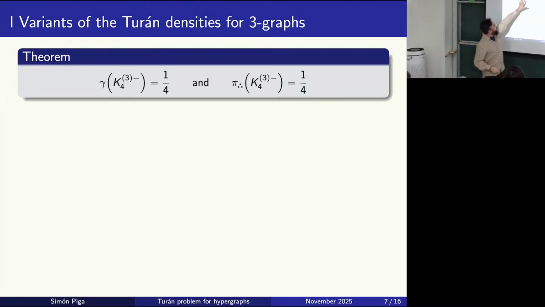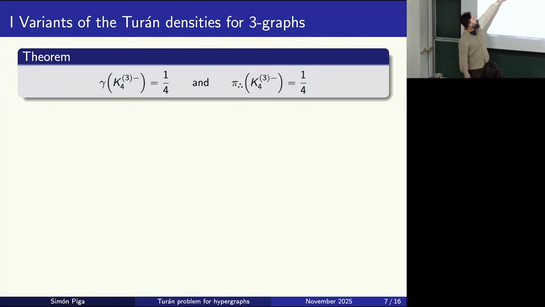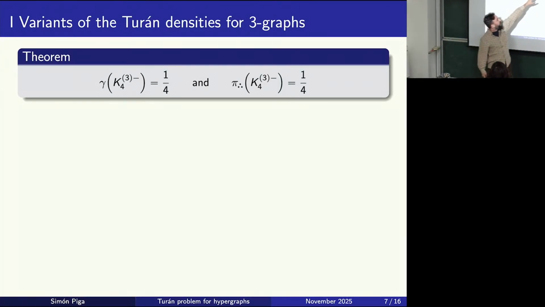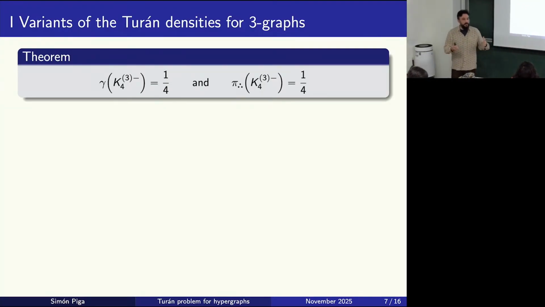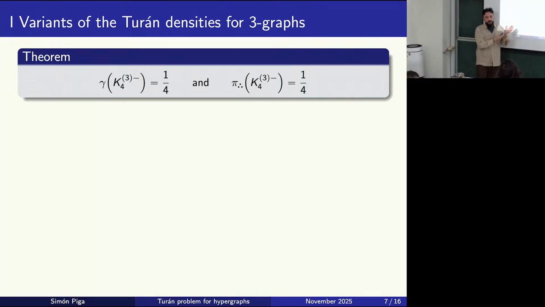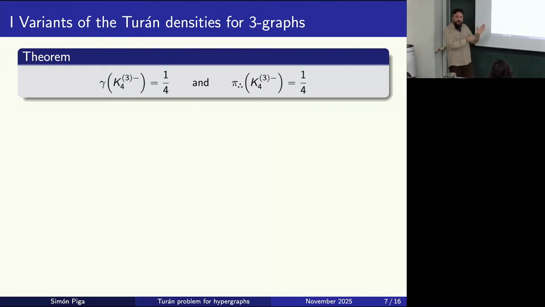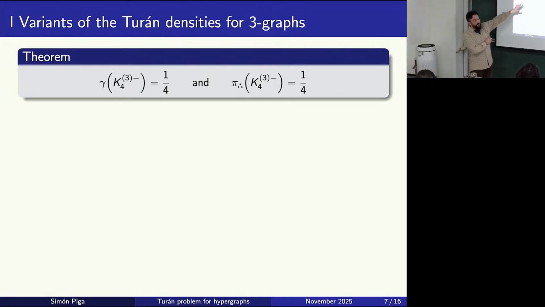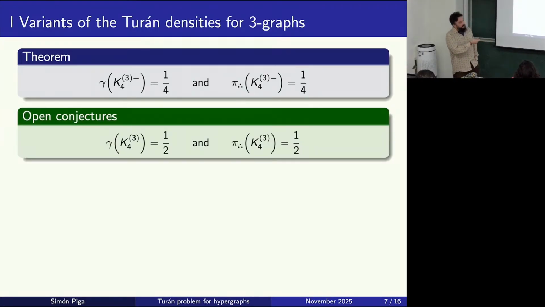So these 2 are known now. The codegree Turán density of K4 minus is 1/4, and the quasi-random Turán density of K4 minus is also 1/4. This is nice because the normal Turán density of this one is not known. So the codegree and the quasi-randomness make the job a bit easier, so much that we now know these results. But if you add one more edge, then we immediately don't know what is going on.